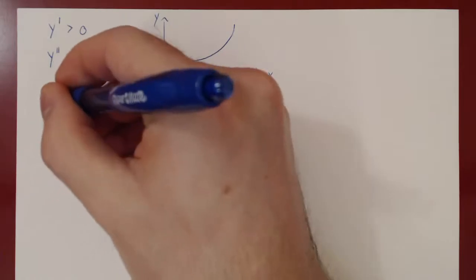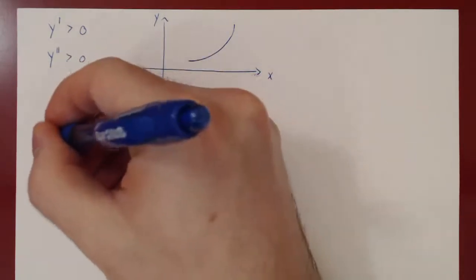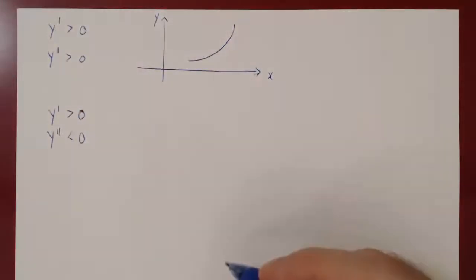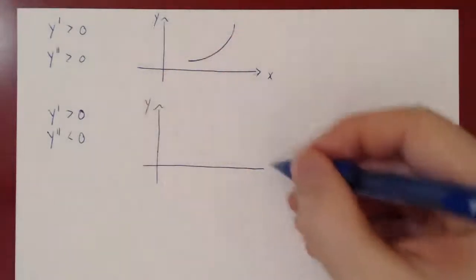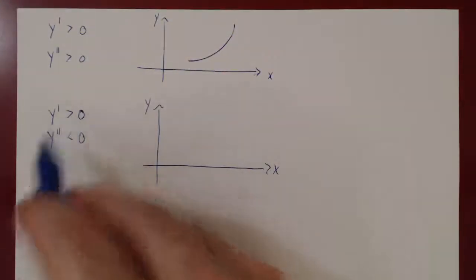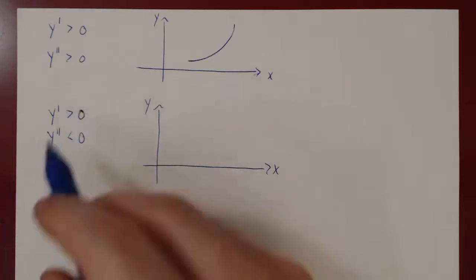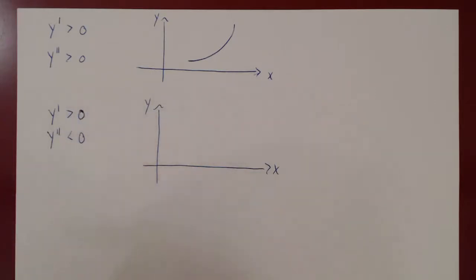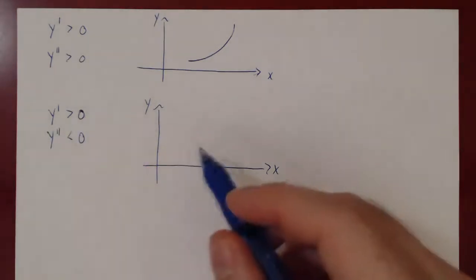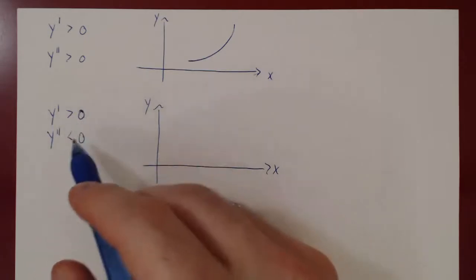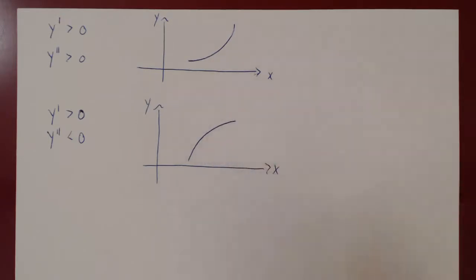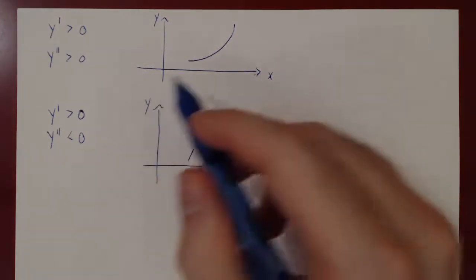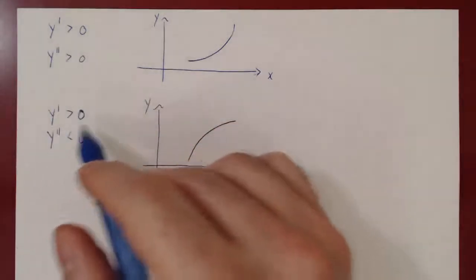Well, there's another case. What if the first derivative was positive, but now the second derivative was negative? The curve is still increasing because the first derivative is positive, but now the second derivative is negative, therefore the curve is concave down. And the only way to sketch a graph of an increasing function that is concave down is if it looks something like this. So that's for increasing when the derivative is positive.